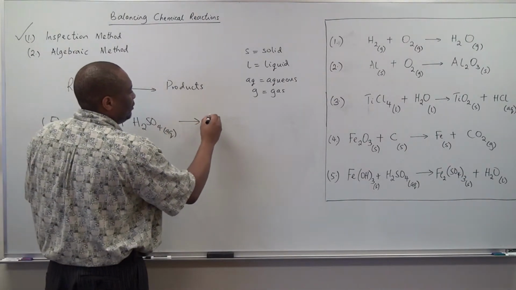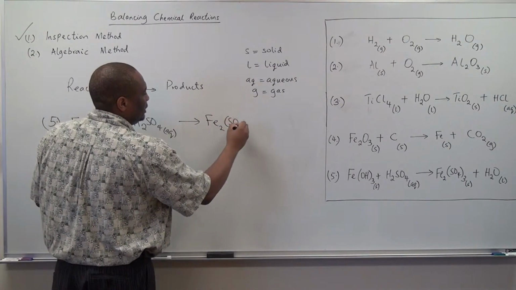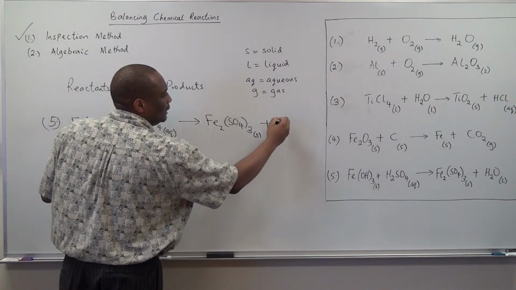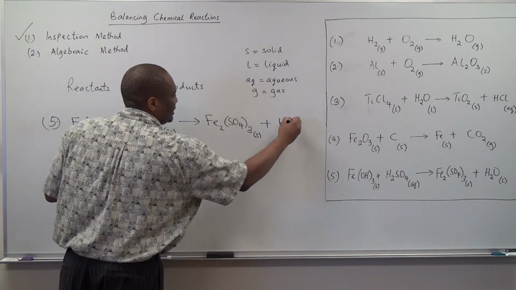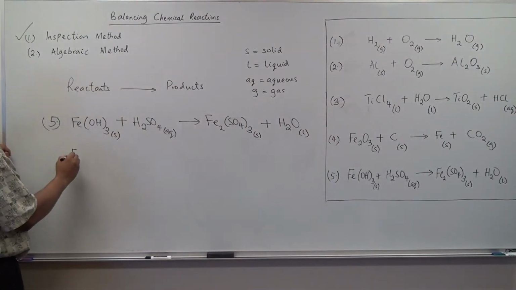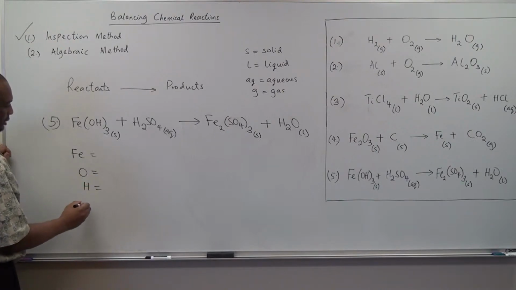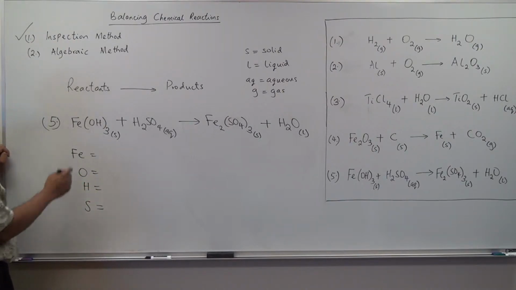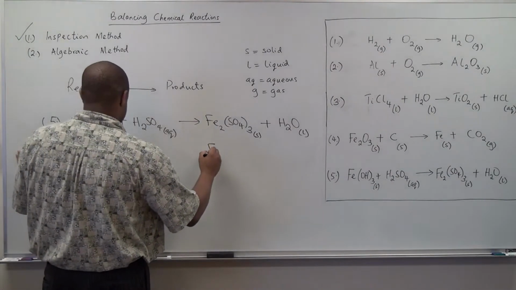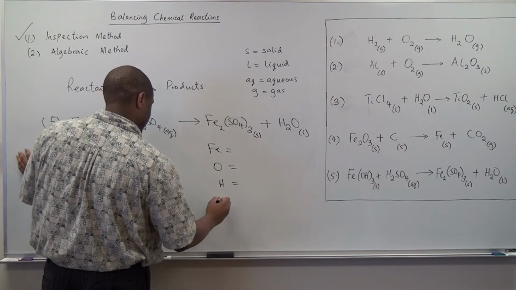To give iron 3 tetraoxosulfate 6 and liquid water. Okay, let's list it. Iron, oxygen, hydrogen, sulfur. Iron, oxygen, hydrogen, sulfur. The same way we list it here. Iron, oxygen, hydrogen, sulfur.